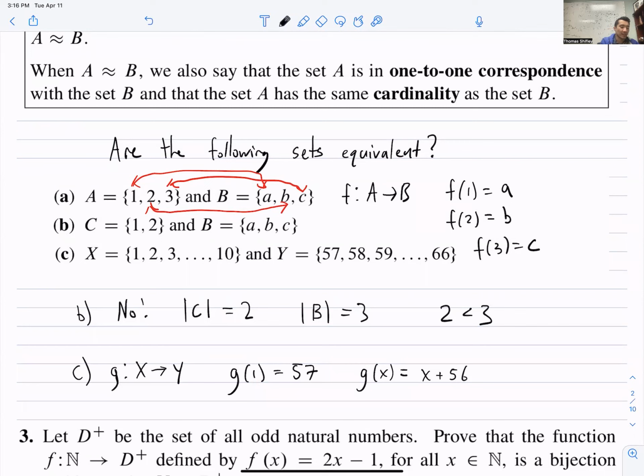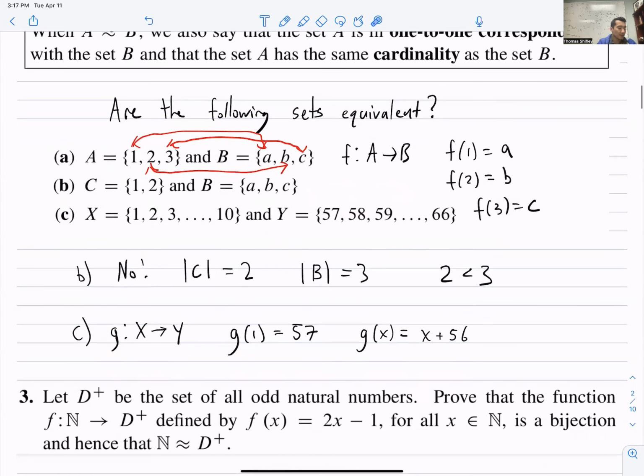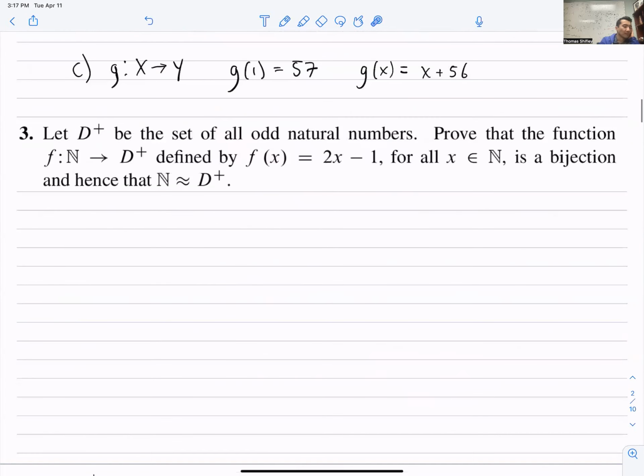And so you need to show that this actually is onto and one-to-one, but it's not hard. I mean, there's 10 things. You could literally just line them up. Let's do a slightly more interesting example. Let D plus be the set of odd natural numbers. Prove that the function from N to D plus defined by f of x equals 2x minus 1 for all x in N is a bijection. Therefore, those guys are in one-to-one correspondence.